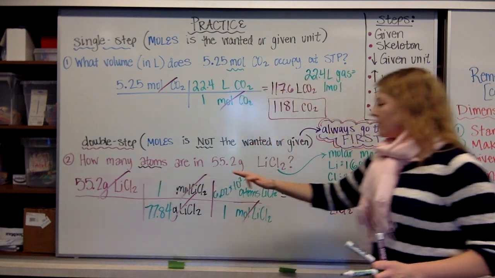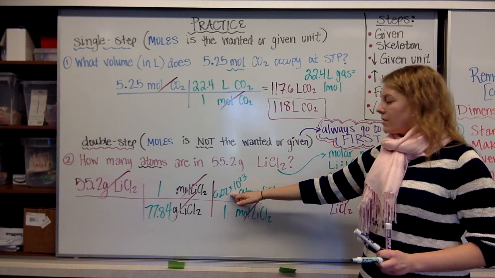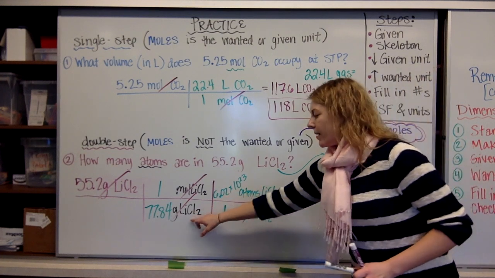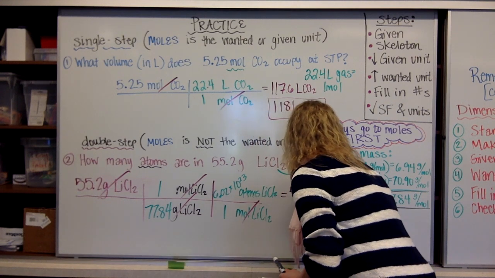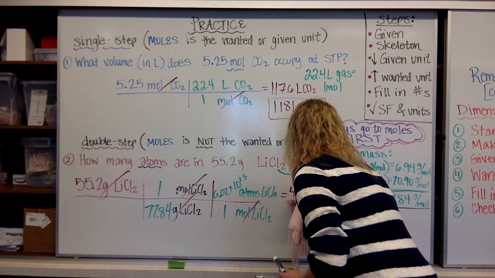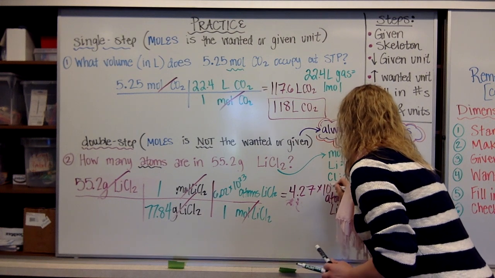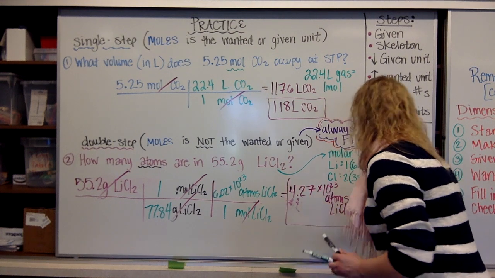Multiply 55.2 times 6.02 times 10 to the 23rd. Divide by 77.84, and you get 4.27 times 10 to the 23rd atoms of LiCl2.